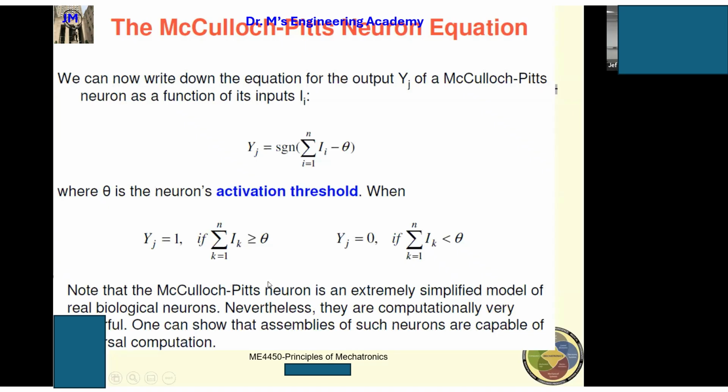Okay, here is the statement. So this neuron is an extremely simplified model of real biological neurons. Nevertheless, they are computationally very powerful, and we will use this one. Right? They are very, very useful.